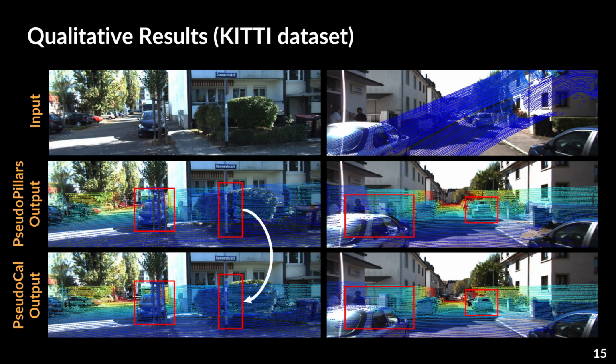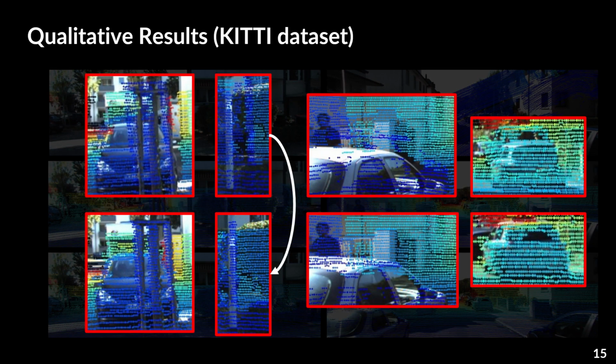Here are some qualitative results on the KITTI dataset. You can see samples from 2 scenes. On the first row, you can see the input, where a large decalibration has been applied. On the second row, you can see the output of our pseudo-pillars module, which gives a coarse estimation of the calibration parameters. Finally, on the third row, you can see the output of the full method PseudoCal, which achieves near-perfect calibration. We can zoom in to better distinguish the improvement made by the refinement cascade. At this point, we have achieved our final calibration.